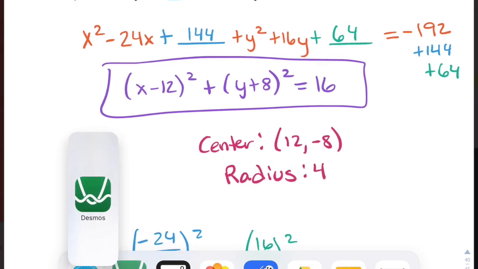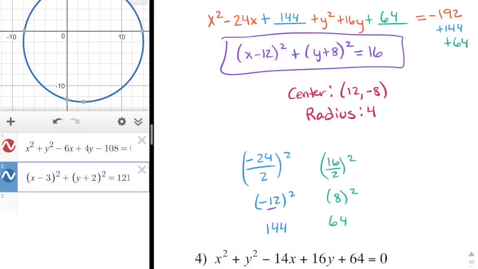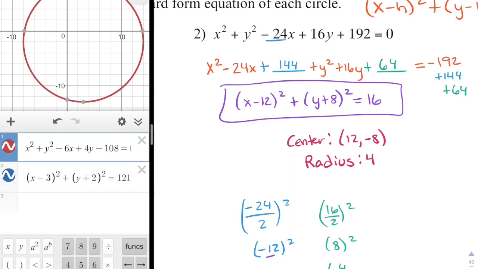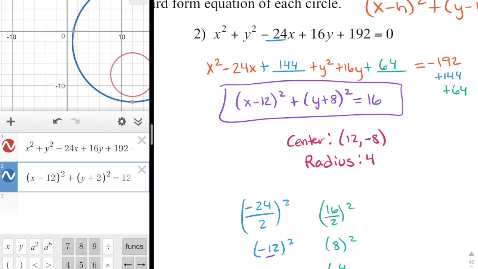Again, I can bring up Desmos. I'll do this real quick. I'll do these two circles just to prove that they're the same. I get minus 24x plus 16y is plus 192. So I change that one. This other one is minus 12 plus 8. And then this is plus 16.